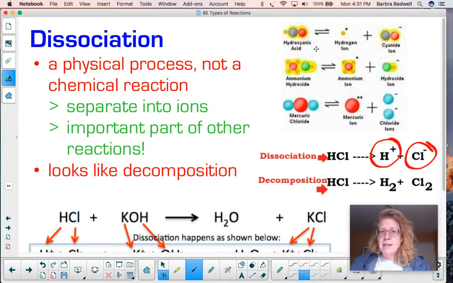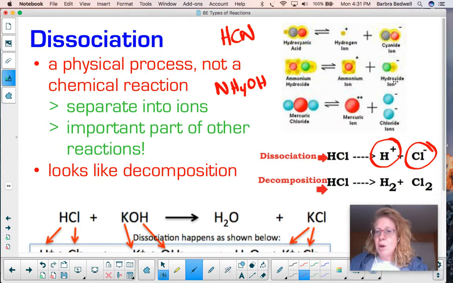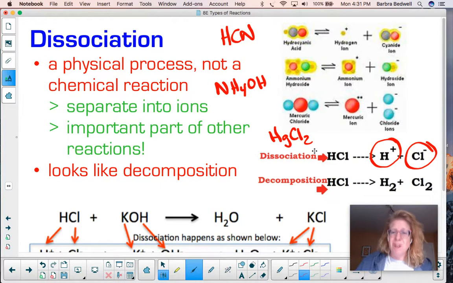All of these examples up here: hydrocyanic acid is HCN, hydrogen cyanide, and it dissolves into hydrogen ions and cyanide ions. Ammonium hydroxide, NH4OH, separates into ammonium ions, NH4 plus, and hydroxide ions, OH minus. Mercuric chloride, it's a lovely name, mercury 2 chloride, HgCl2, separates into mercury ions and chloride ions. So again, dissociation is literally just dissolving into water.